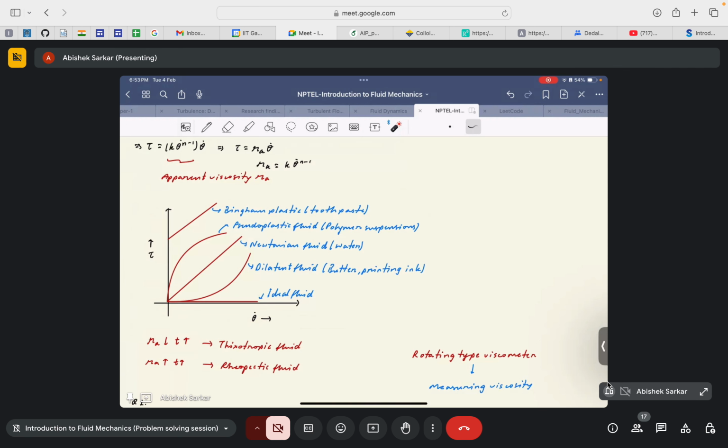Then there are thixotropic and rheopectic fluids, where the apparent viscosity is a function of time. If the viscosity goes down with time, those kinds of fluids are known as thixotropic fluids, and if the apparent viscosity increases with time, these kinds of fluids are known as rheopectic fluids.